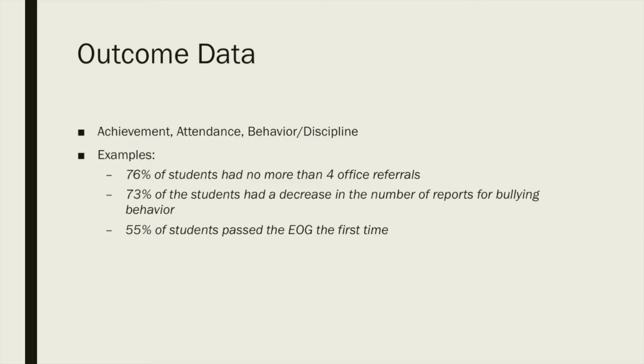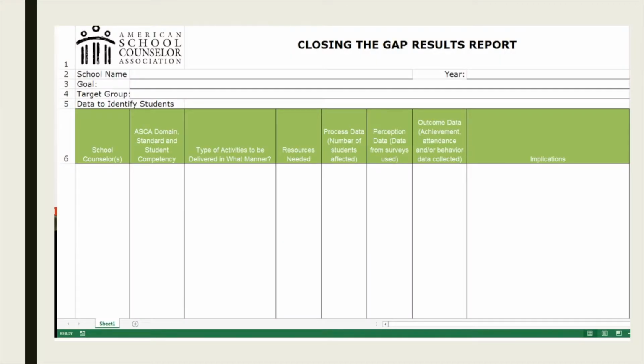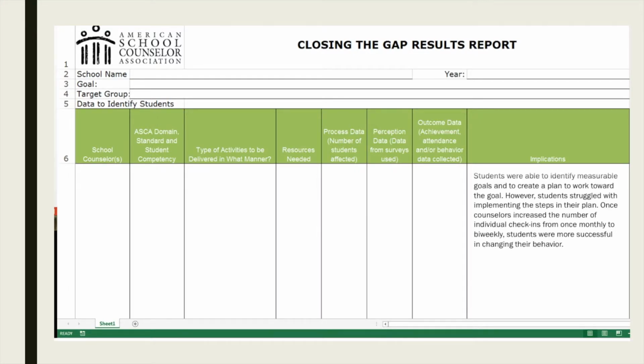Examples: 76% of students had no more than 4 office referrals. 73% of the students had a decrease in the number of reports for bullying behavior. 55% of students passed the EOG the first time. As you share the data, consider what you want the data to tell. What worked? What didn't? What else do you need to know? What additional resources are needed? Add these details in the implications section of the results report. Be clear about next steps for improvement, or, if applicable, why the activities were so successful.